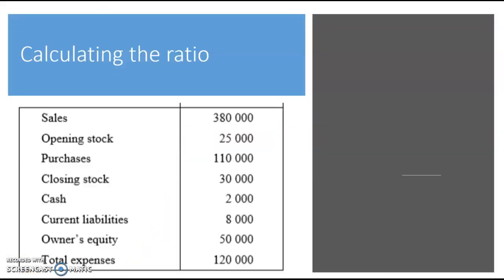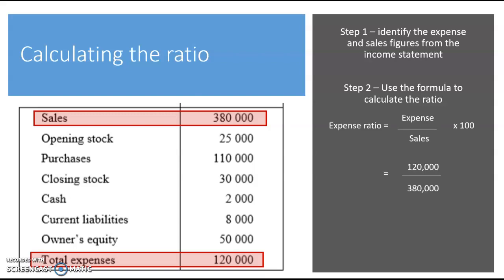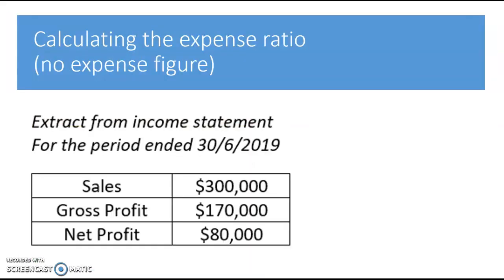So let's have a look at how we calculate this ratio. Step 1, we need to identify the expense and sales figures in the income statement. Then we just need to use the formula to calculate the ratio. In this case, we know that it's going to be 120,000 of total expenses over our sales of 380,000 multiplied by 100. That's giving us a ratio of 31.58%, or the business is spending approximately 32 cents out of every dollar of sales paying that expense.